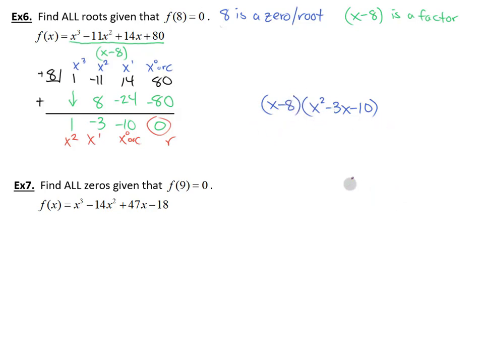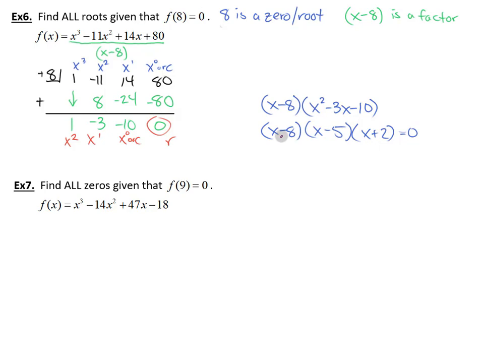Now, can we break this down further? It's a quadratic, maybe it factors, right? And in this case, it does. The two numbers that multiply to negative 10 and add up to negative 3 are negative 5 and positive 2. So our quadratic factors further. And if we're trying to find the roots or zeros of this, and we've broken our factors down as far as we can, we set it equal to 0 and use the zero product property.